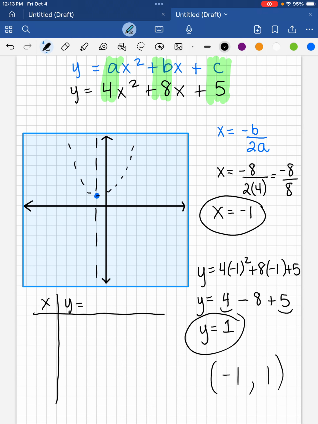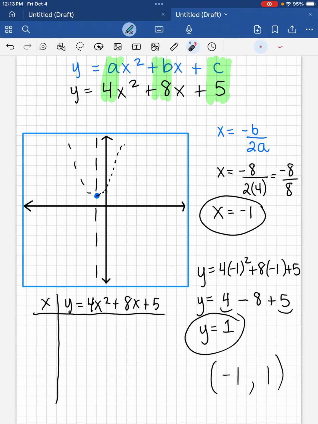And my y would come from this equation, 4x squared plus 8x plus 5. And what I would want to do is look down this line of symmetry. Remember, this is supposed to be symmetrical. So honestly, if I really sketched a little bit better, it would probably look something more like this, right? A little more symmetrical. And this may or may not be the right sketch. We're going to find out.